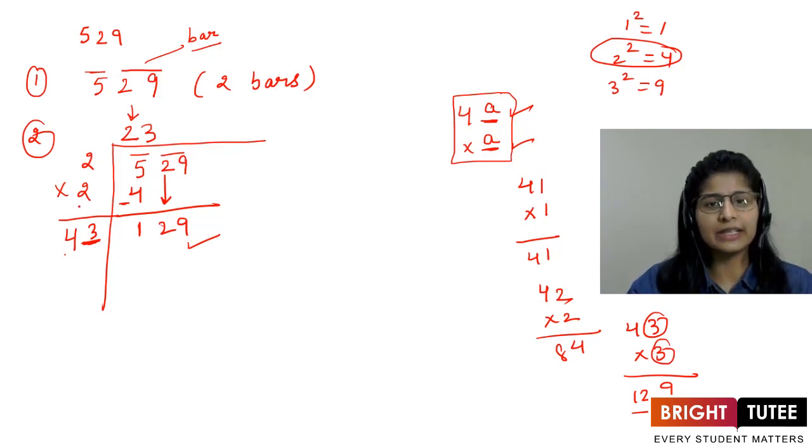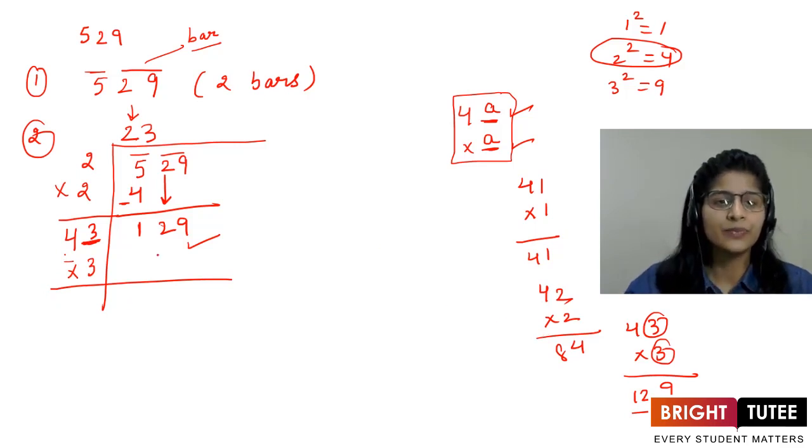Now you can double the number or the digit that you get in the quotient, that is 2. When you doubled it, you got 4. Now after 4, you have to write one digit. Whatever digit you write, with that only you have to multiply. So with 3 we are getting 129. So here it will come 129, right?